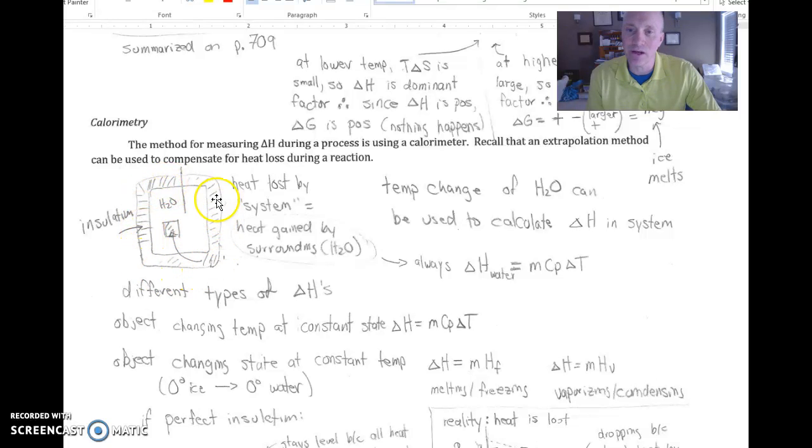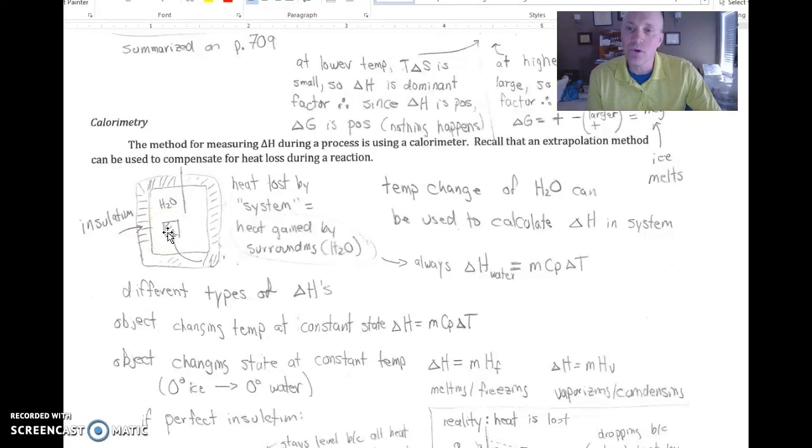The quick diagram of how a calorimeter works is that you've got some insulated vessel. Picture a styrofoam cup around this, and then you've got a container of water in the middle, and then you've got your reaction or your process occurring right here.